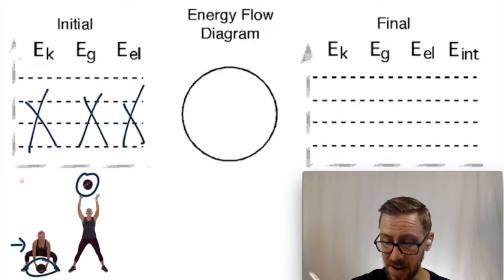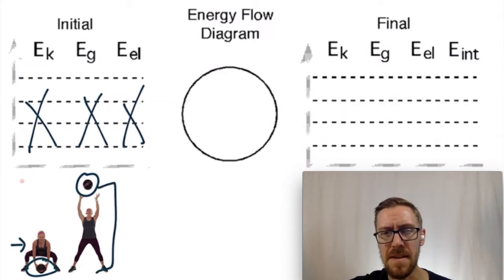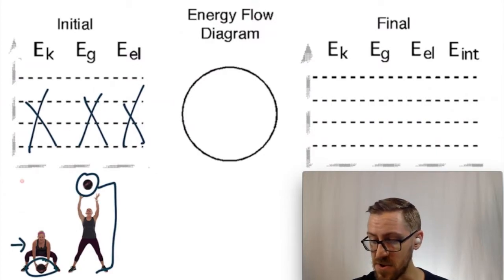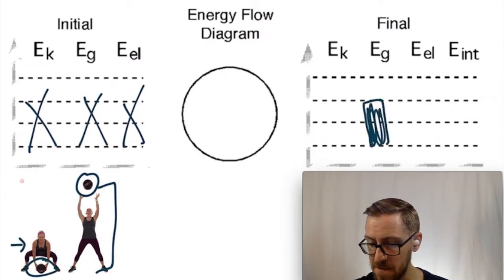Now at the end here, it's off the ground. It's probably still moving, maybe not, but it definitely at least has some gravitational. So let's put a box of gravitational there, because it's off the ground.